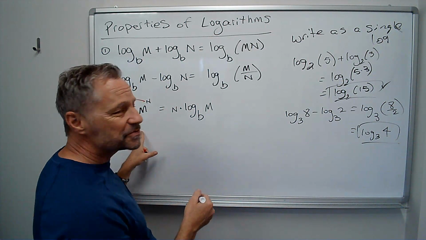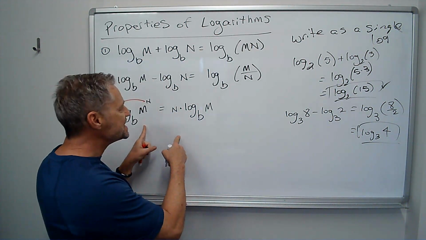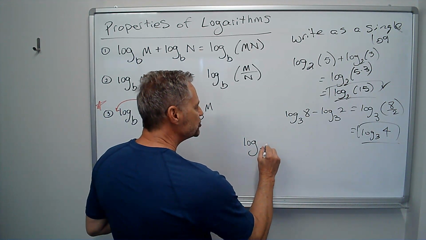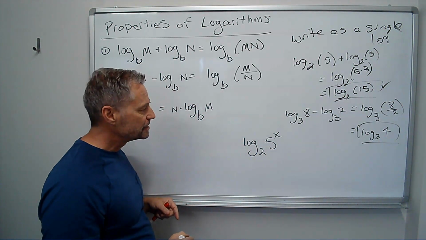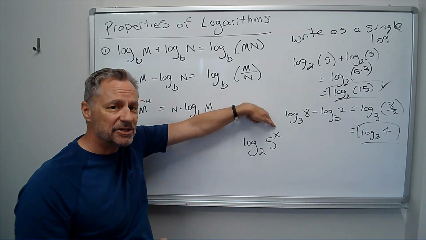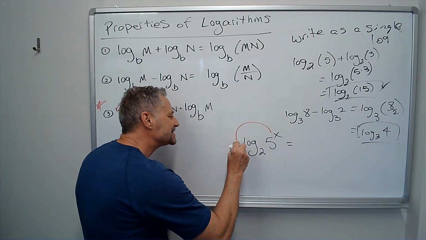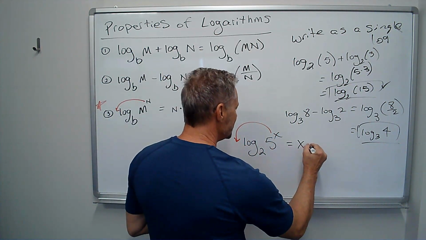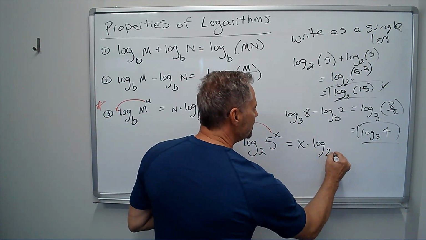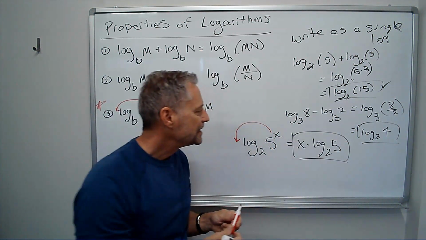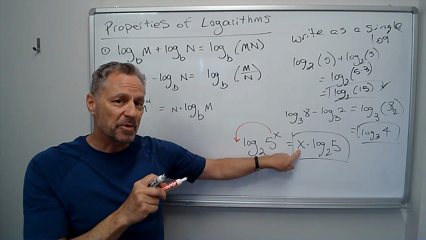Okay, and this one, here's where this one works. Here's the big key here. If I have, say, log base 2 of 5 to the x, I've got an exponential problem here. But what I can do is bring this x down in front. Now it's x times log base 2 of 5. Now that x isn't up in the exponent anymore.